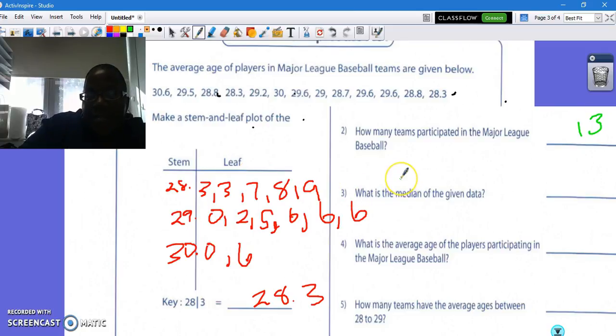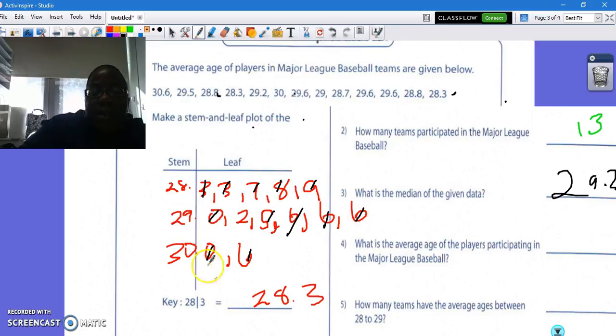Number 3, what is the median of the given data? If you remember from mean, median, and mode, median is the middle number. In order for me to figure out the middle number, all I have to do is start crossing them out. Goodbye, goodbye, goodbye. See that? Mine is going to be 29.2 because that's the middle one. So I have 29.2.